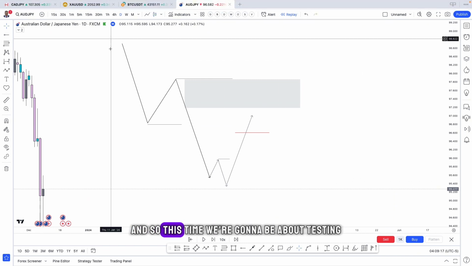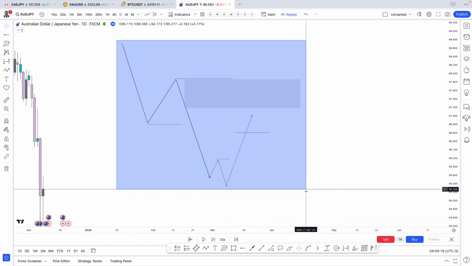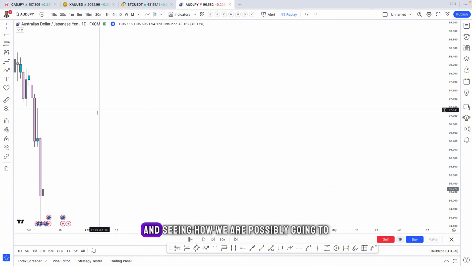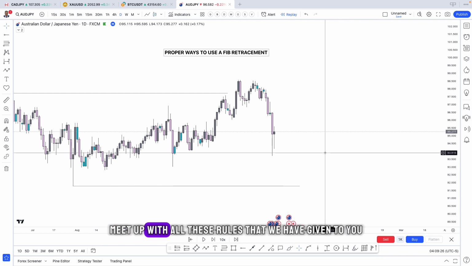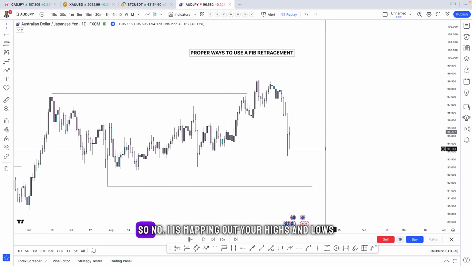And so this time we're going to be backtesting the previous data and seeing how we are possibly going to meet up with all these rules that we have given to you. So number one is mapping out your highs and lows, your major swing highs and major swing lows. And number two, you wait for an internal structure to be formed and to be broken as well, showing us a change of character. Then three, you pull up your Fibonacci from the major swing high to the major swing low.